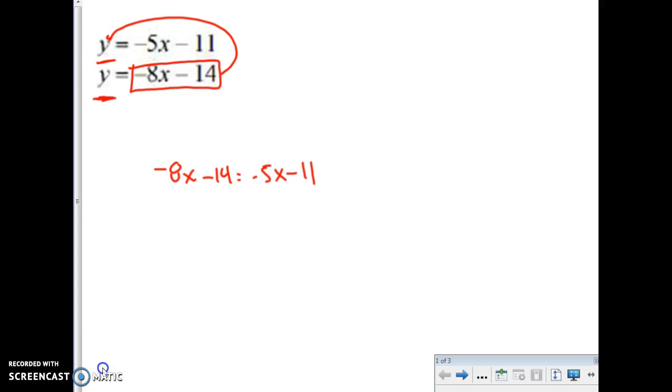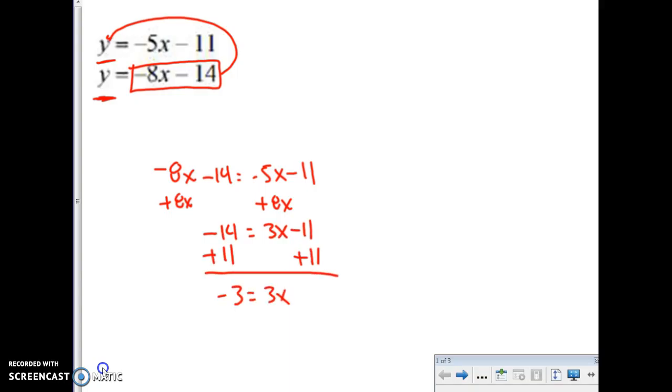So now I'm just going to solve for x. I'm going to add 8x to both sides. So I got negative 14 equals 3x minus 11. I'm going to add 11. So I got negative 3 equals 3x. Divide both sides by 3, and you get x to be negative 1.